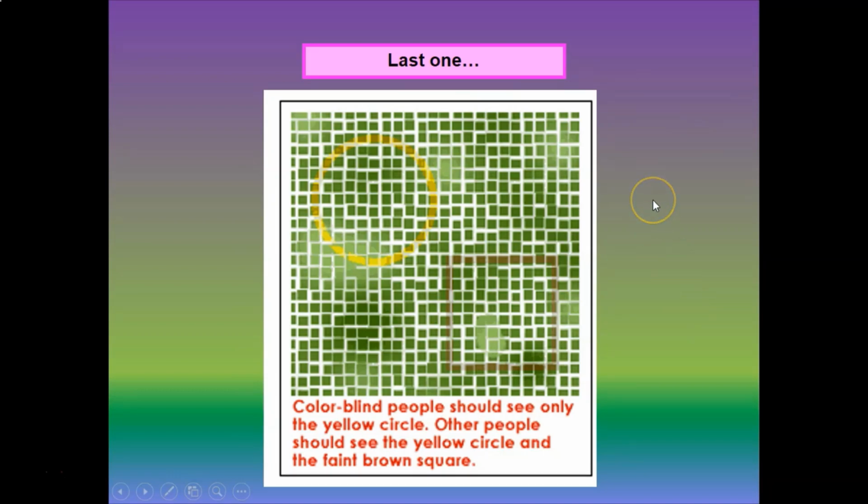And last one here, colorblind people would see this yellow circle. So hopefully you all see that, but then colorblind people can't see there's actually a brown square right here. Okay, and that's all just because of proteins in your eyes. No big deal. Okay, next genetic disorder.